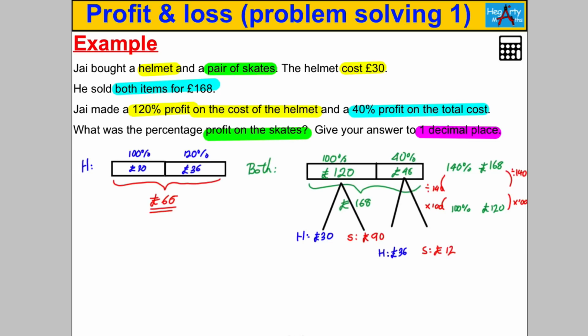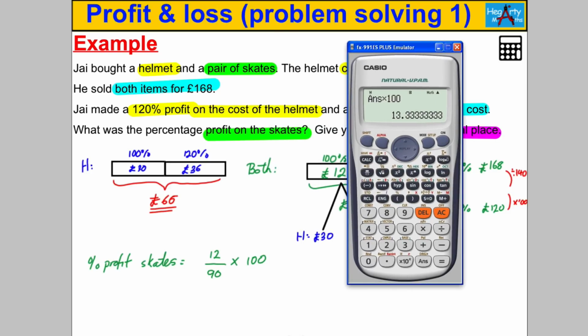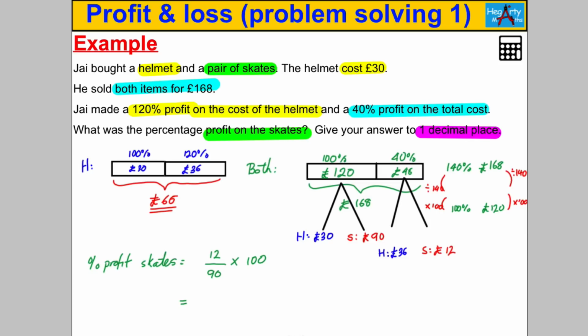So at last I've got all my information to work out the percentage profit of the skates. The percentage profit of the skates would be equal to the profit I get on the skates, which is £12, divided by the cost of the skates, which is £90, multiplied by 100. So calculator out, 12 divided by 90 multiplied by 100, and I get 13.3 recurring. Now I'm supposed to round that to one decimal place, so that would just round to 13.3%.